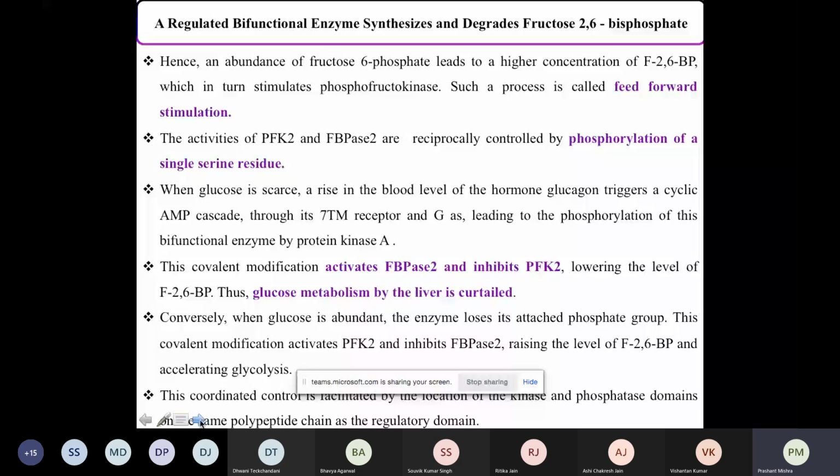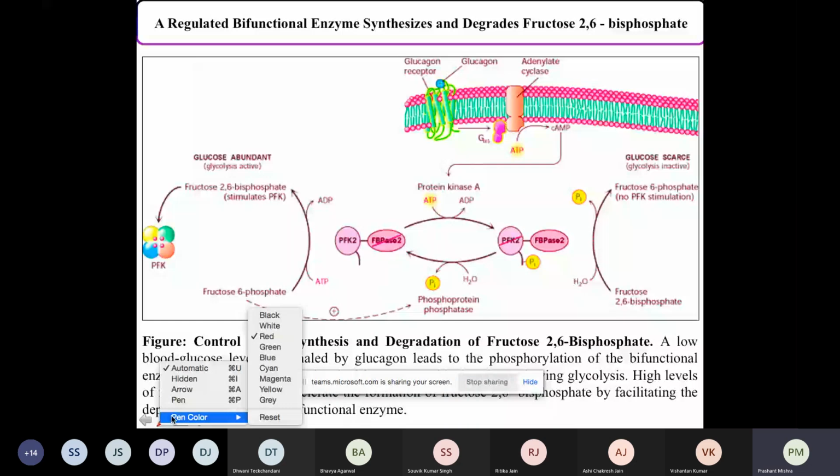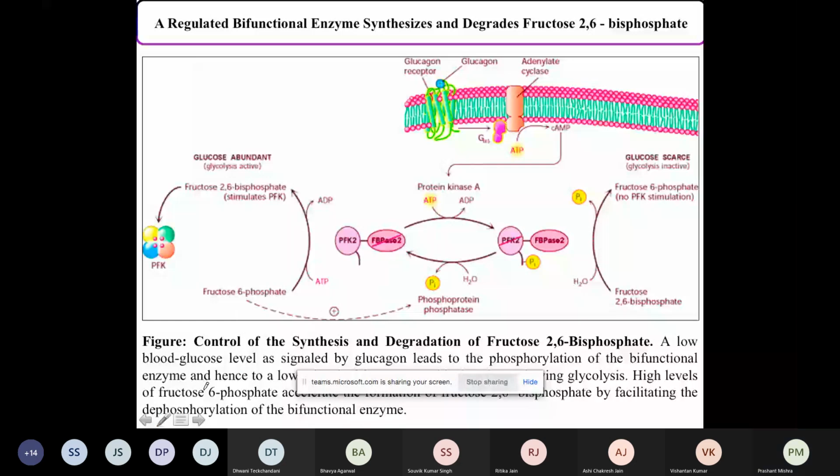So here I'm showing you that this is a membrane. Whenever glucose concentration is low, this is the one which is going to control the overall reaction, and the synthesis and degradation of fructose 2,6-bisphosphate is being controlled. So how does it control? Actually, the signal comes from a hormone, which is glucagon.